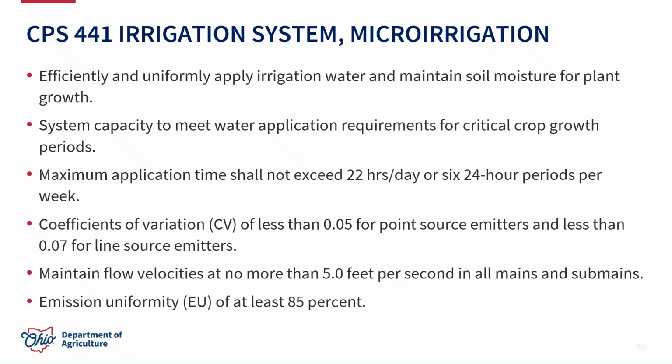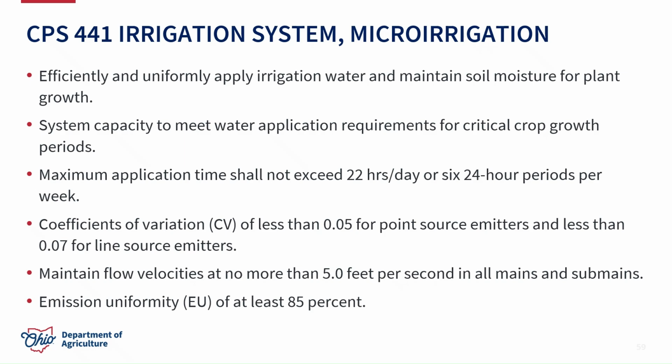And these are specs that are going to be called out with the components that we're choosing in our design. Similar to all of our pipeline designs, to reduce the chances of water hammer damaging any of the pipes, we want to limit our flow velocities to be below 5 feet per second. And then lastly, a really good target that we want to hit is that emission uniformity, right?